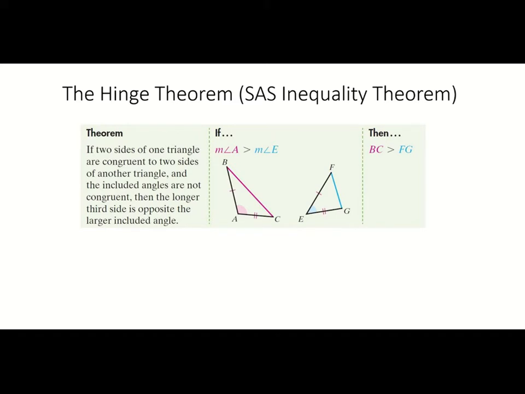All right, next we're going to formally define the Hinge Theorem. The Hinge Theorem says if two sides of one triangle are congruent to two sides of another triangle, so we know that two sides in one triangle are the same as two sides in another triangle, and the included angles are not congruent, so the angles between those two sides are not congruent, then the longer third side is opposite the larger included angle, which again makes sense. The longer side is going to be opposite the larger angle.